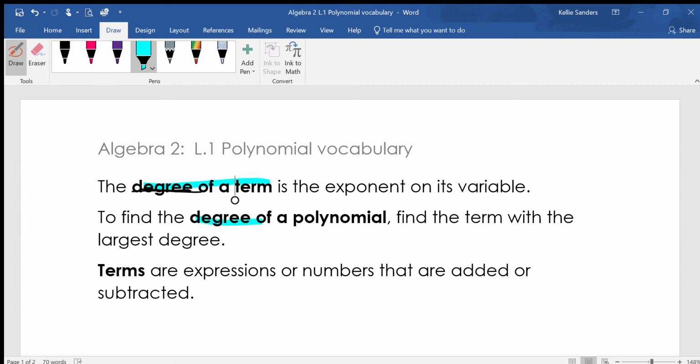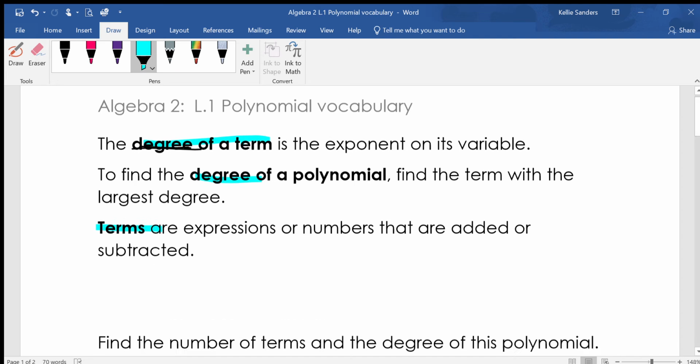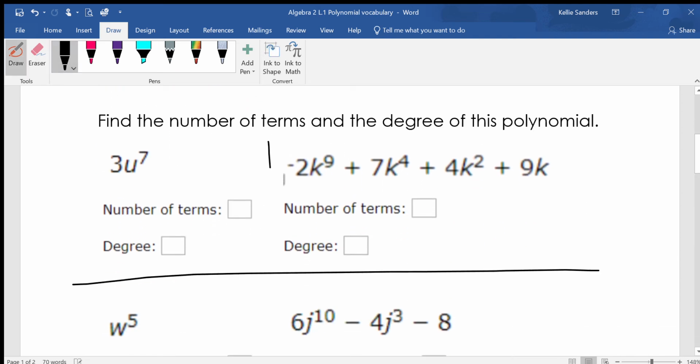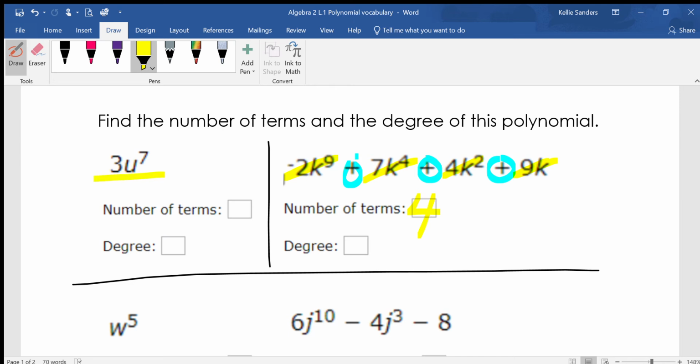Degree of a term, degree of a polynomial, and then terms. Okay? So let's figure out what that's talking about. So I have two different problems right here, but let's talk about the number of terms. Let's talk about the second one first. Because of the plus signs, we have 1, 2, 3, 4 terms. There are no plus signs here, so we just have one term.